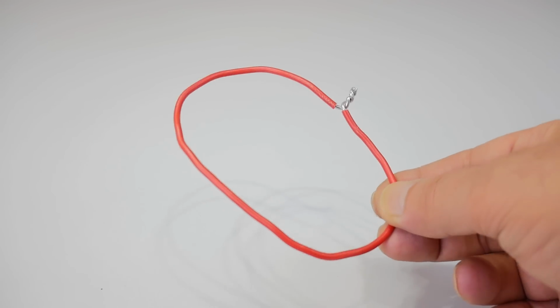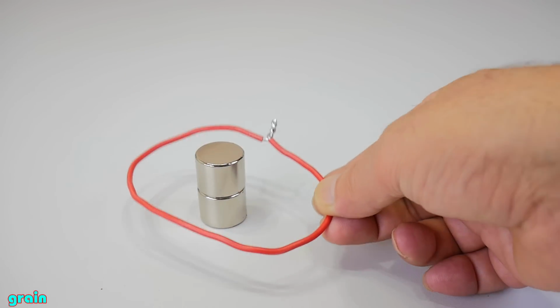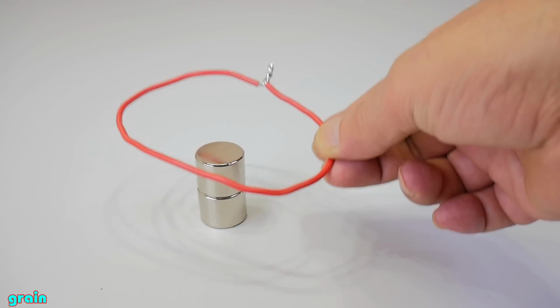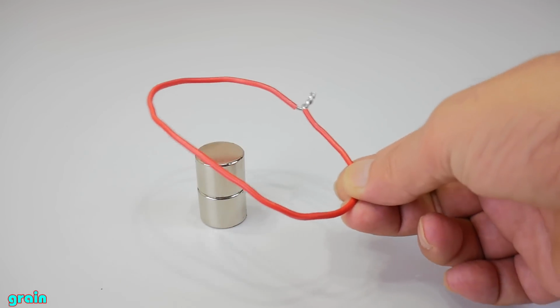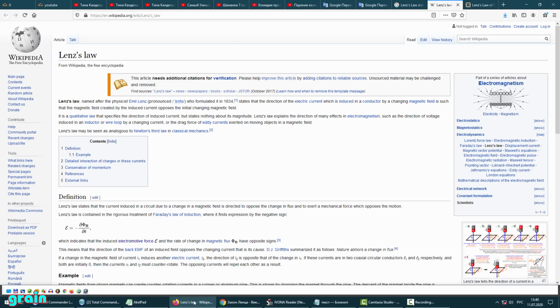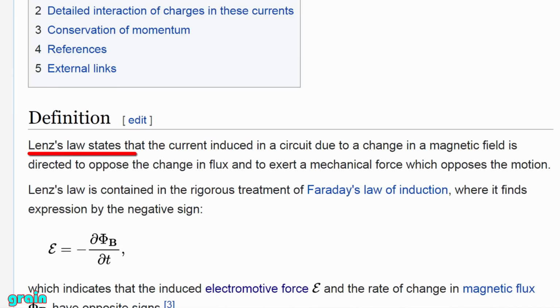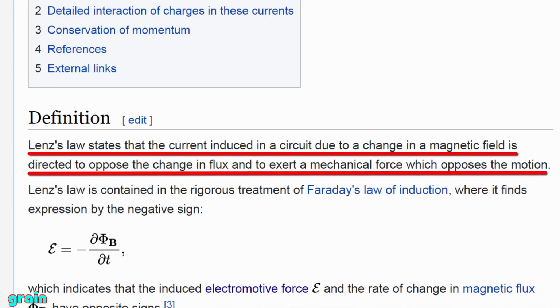If we place a closed conductor in an alternating magnetic field, then an induction current arises in this conductor. The reason for this is electromotive force of induction. Lenz's law states that the current induced in a circuit due to a change in a magnetic field is directed to oppose the change in flux and to exert a mechanical force which opposes the motion.